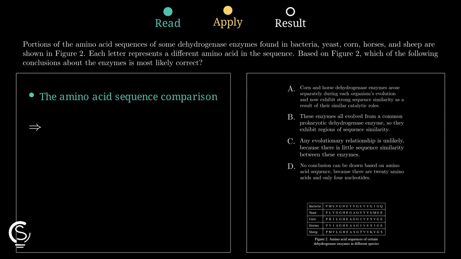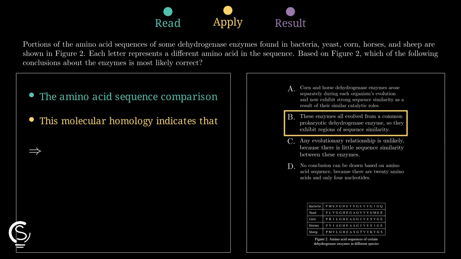Shared amino acid patterns across very different organisms usually mean molecular homology, so these dehydrogenase enzymes most likely descended from the same ancestral prokaryotic enzyme. That also knocks out the bad ideas. The sequences are similar enough to support relatedness, and amino acid comparisons absolutely can support evolutionary conclusions here.